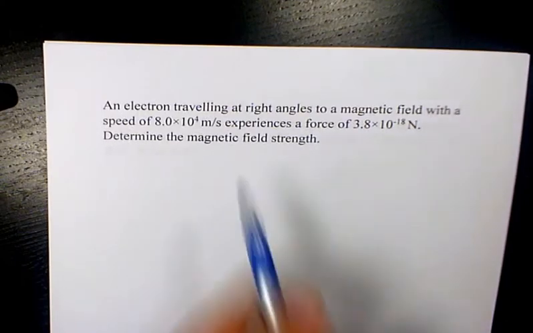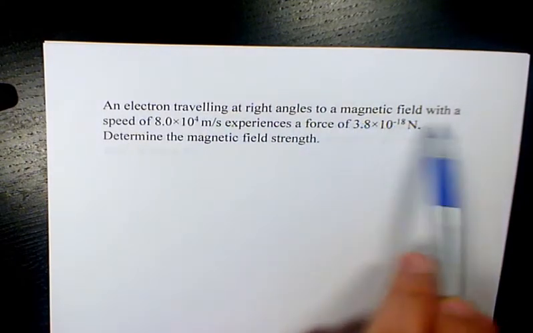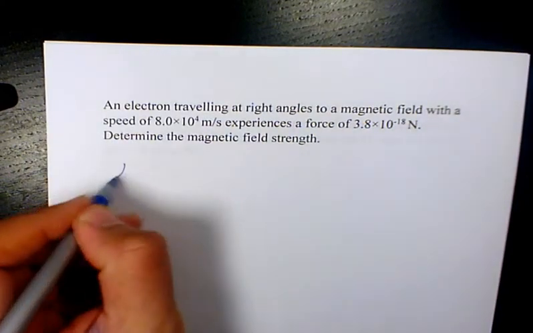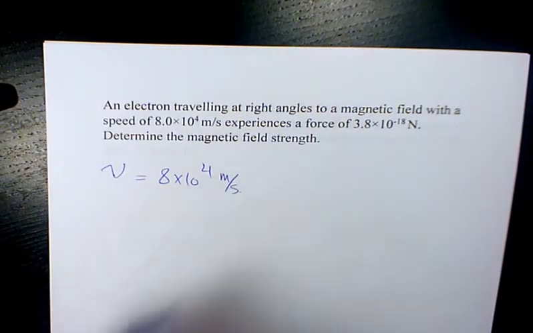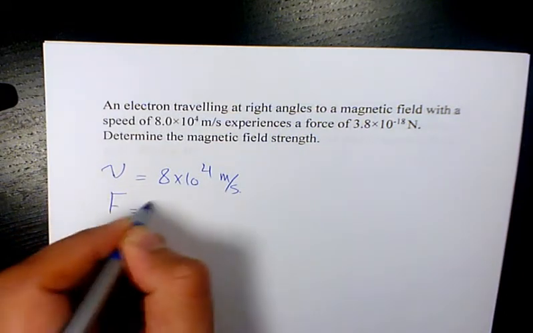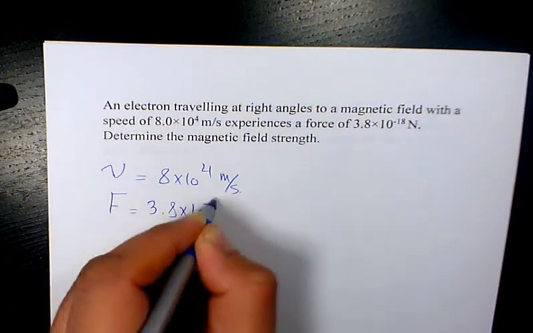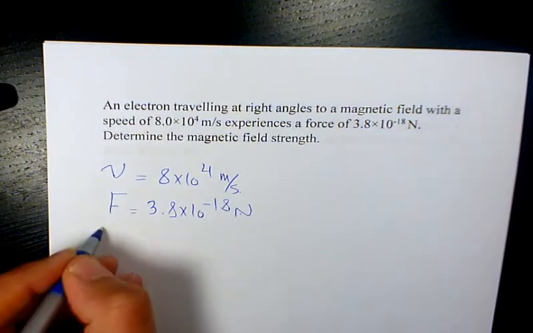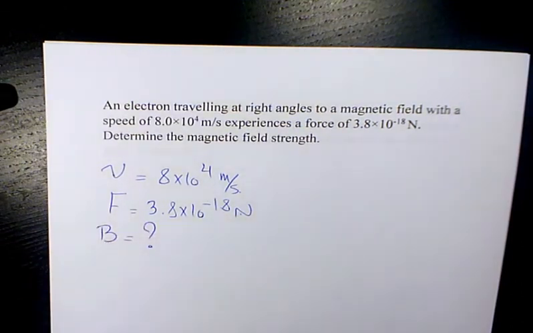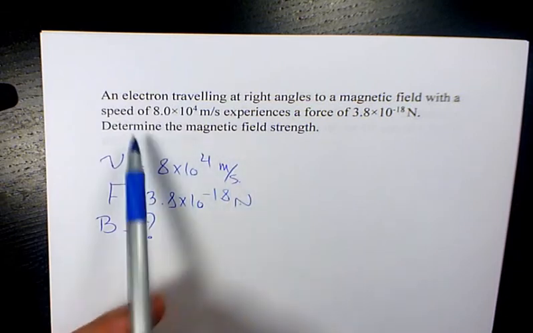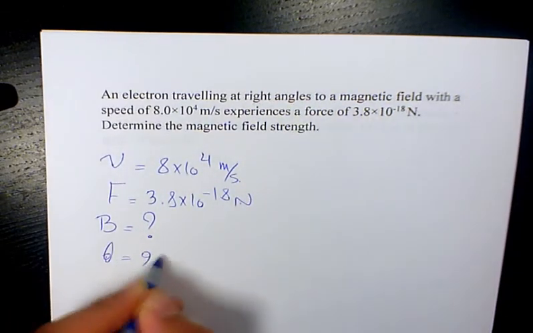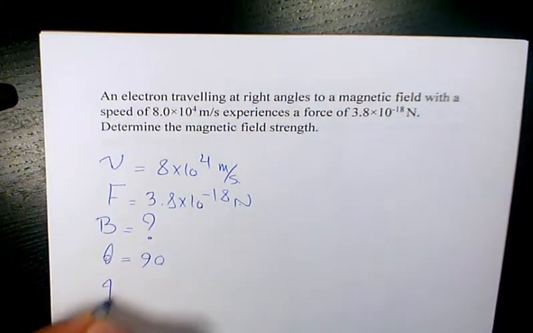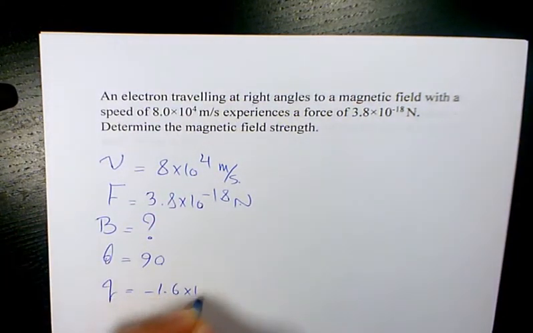An electron traveling at right angles to a magnetic field with a speed of 8 times 10 to the power of 4 meters per second experiences a force of 3.8 times 10 to the power of negative 18 Newton. Determine the magnetic field strength. So now we need to find B. They are perpendicular because it says right angle, so theta is 90. For the electron, Q is 1.6 times 10 to the power of negative 19 Coulomb in magnitude.